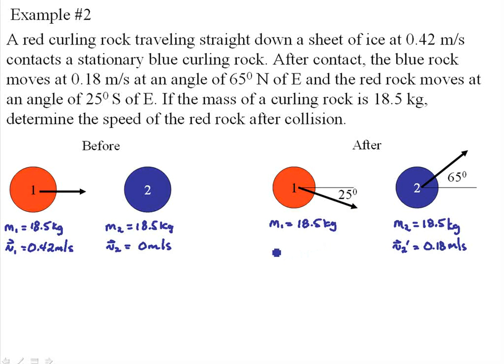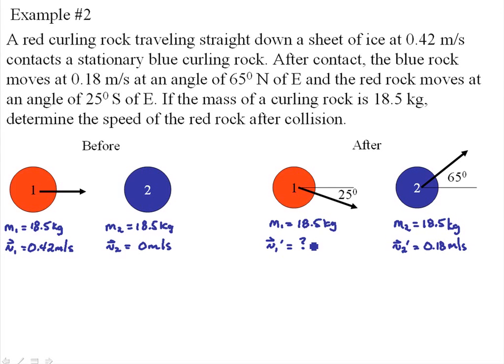What we want is to figure out the velocity of object 1 after the collision. There's our unknown. So there's all the information that we were given, and there's the piece of information we need to find. Now, what we need to do is a little bit of thinking to figure out how we are going to work our components.